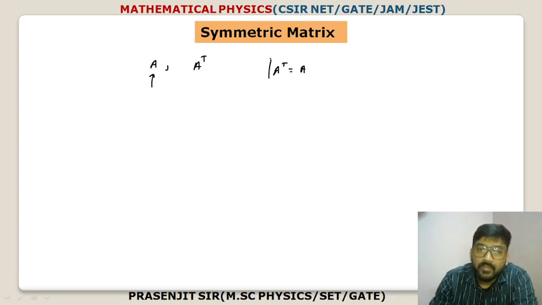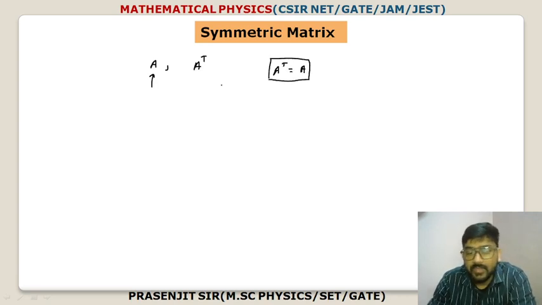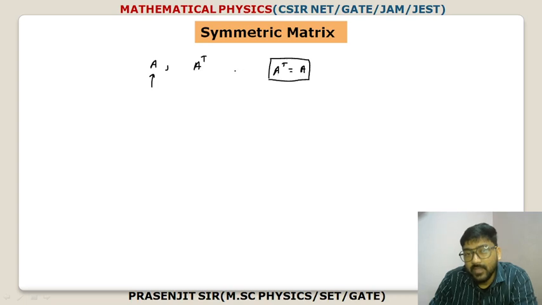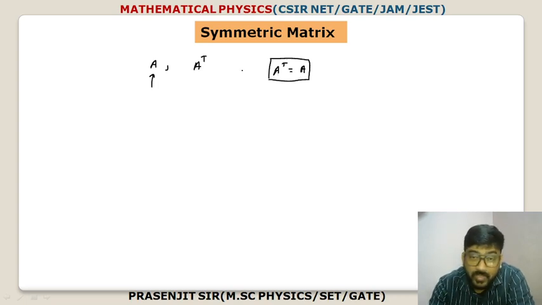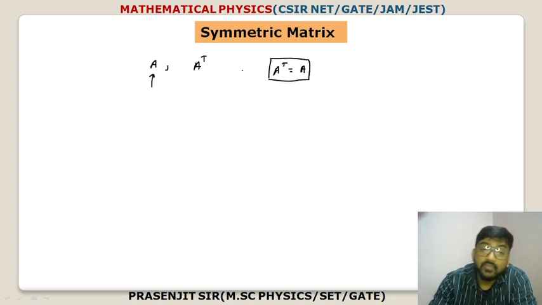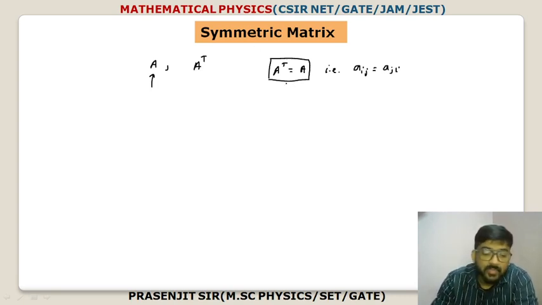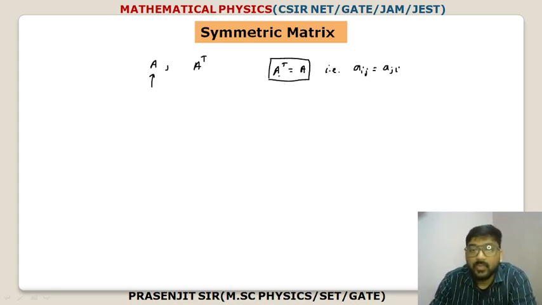So if the matrix A follows this equation, that is transpose of A is equal to A itself, that is the elements after interchanging the row and column will be the same, है ना। So basically we can write for each and every element, that is Aij is equal to Aji. Okay, so this is just the definition of a symmetric matrix. The matrix for which A transpose is equal to A is called a symmetric matrix.